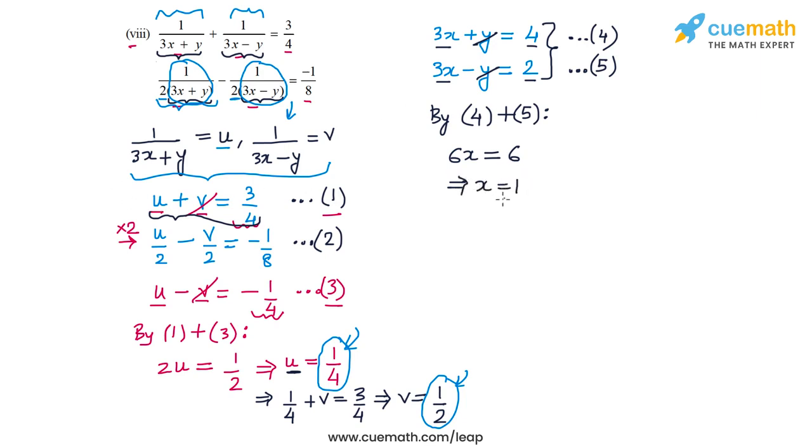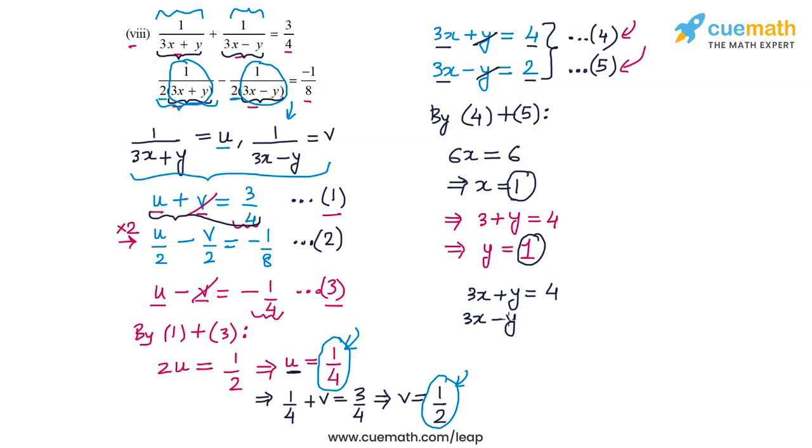And now I can substitute this value of x into any of these two equations. So let's substitute this into the fourth equation. So we get 3x plus y, or 3 plus y is equal to 4, and this means that y is equal to 4 minus 3 or 1. So the final answer we get is that x is equal to 1 and y is equal to 1. Let's verify if this makes sense. For these values of x and y, 3x plus y will be equal to 3 plus 1 or 4, and 3x minus y will be equal to 3 minus 1 or 2.